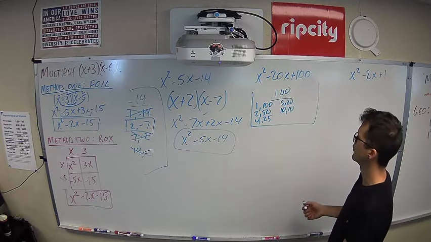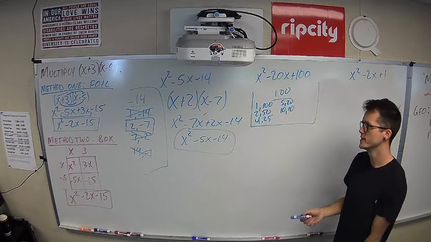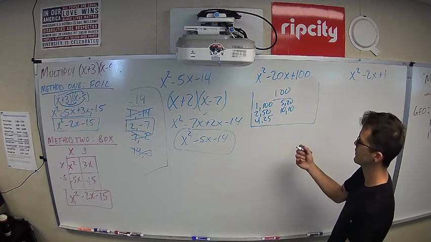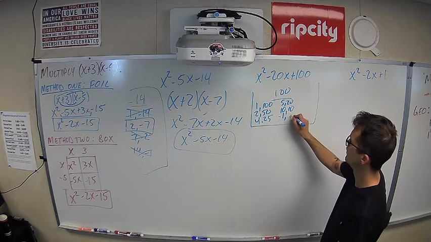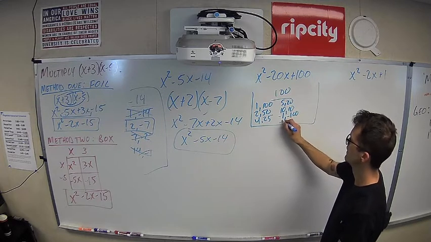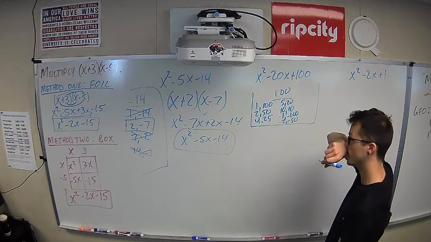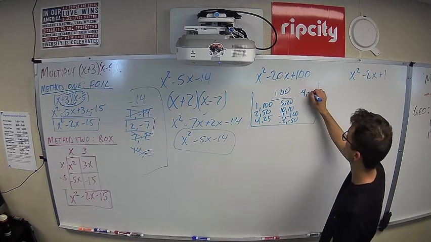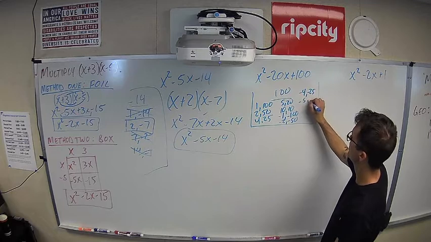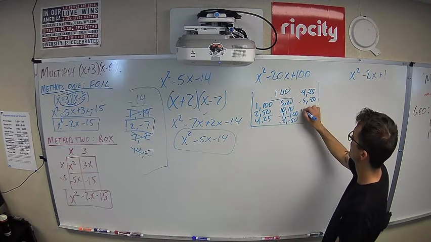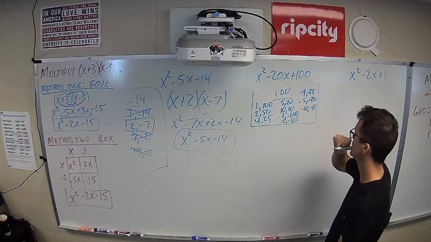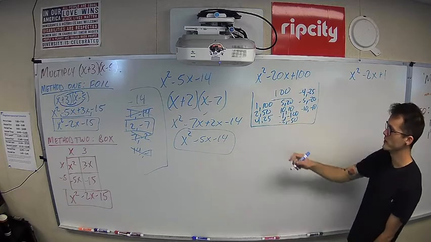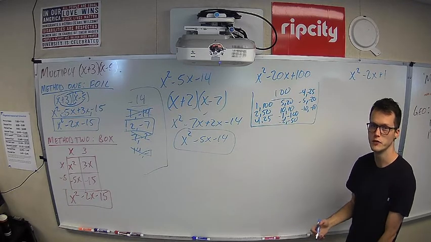But remember, a negative times a negative is a positive. So we can make this list again with all negatives. Negative 1 times negative 100, negative 2 times negative 50, negative 4 times negative 25, negative 5 times negative 20, negative 10 and negative 10. All of these pairs, if you multiply them together, equal positive 100.